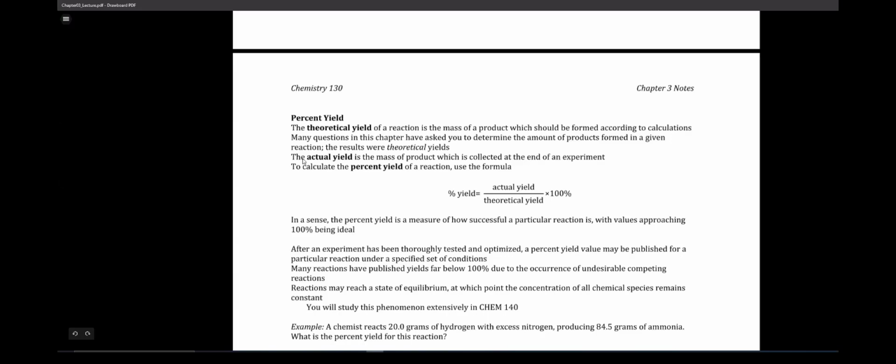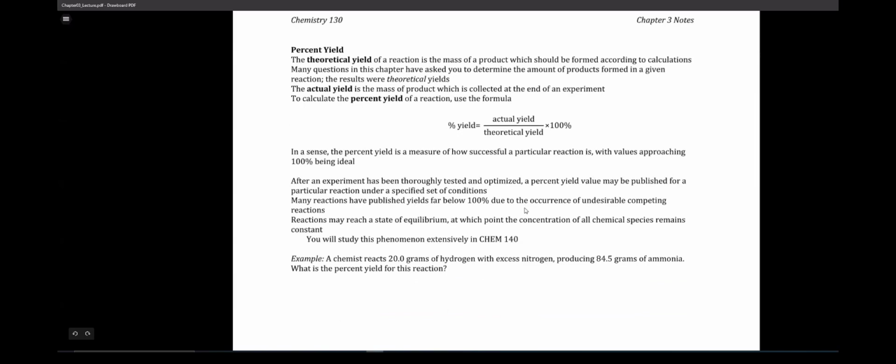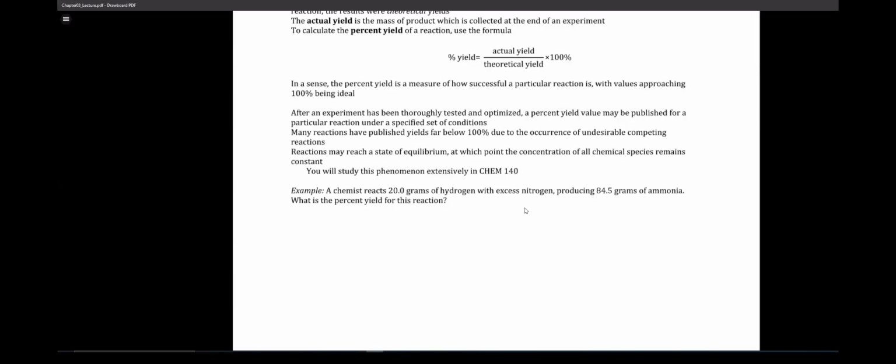In reality, you never create a higher actual yield than a theoretical yield. It can't happen. It's impossible. If you can find a way to do that, you have created a new chemical law, and you literally will win a Nobel Prize and be a billionaire or a trillionaire. But so far, we have no way to know that that could ever happen. Natural law says it's impossible.